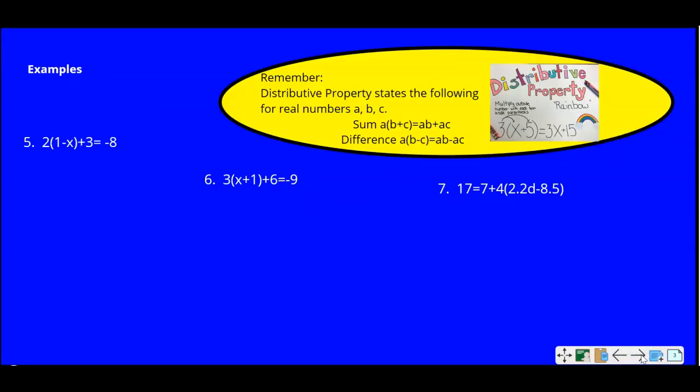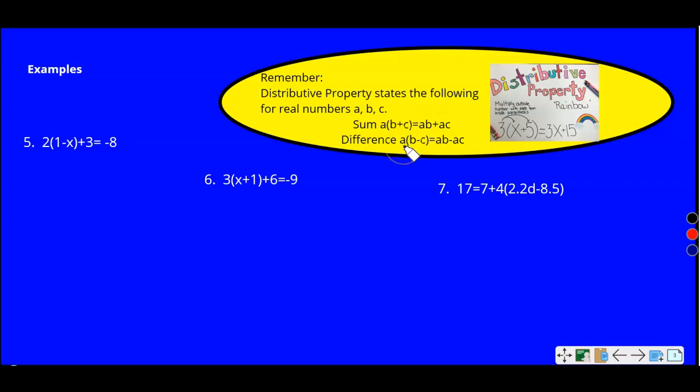All right, the next examples, we're going to use distributive property because we do have parentheses. So if you remember, distributive property says if you have real numbers A, B, and C, and you have A times parentheses B plus C, you're going to multiply A times B and A times C. So you can see that here.